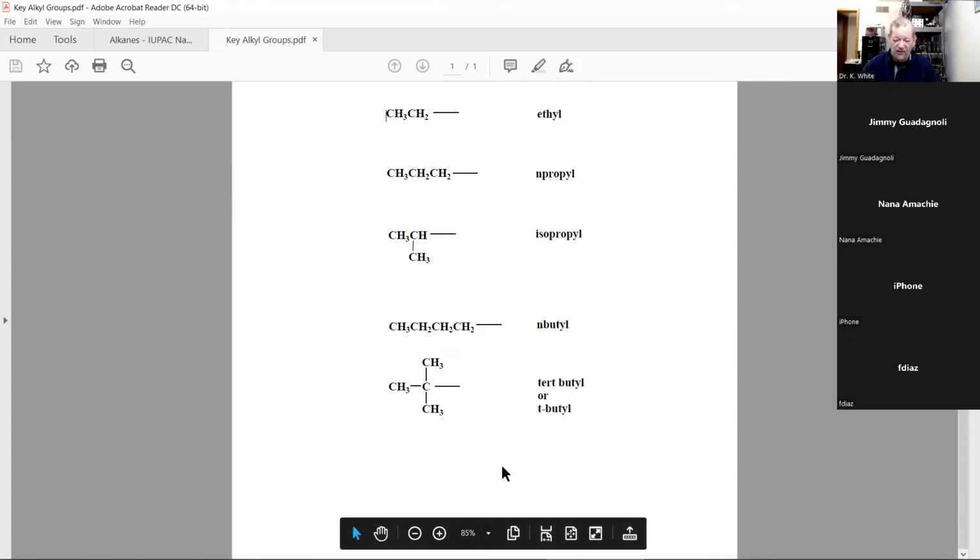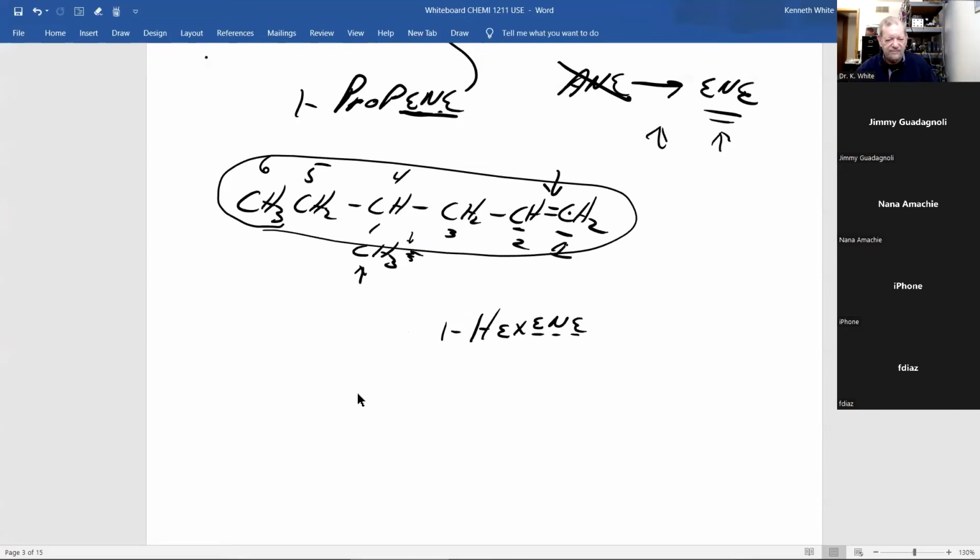So we have a methyl group. And now we have to say what carbon it is on. But remember, we named this as 1. Therefore, this is 2, 3, and it's on carbon 4. So it's 4-methyl-1-hexene. The ene ending tells you you have a carbon-carbon double bond. And that's how you do it.